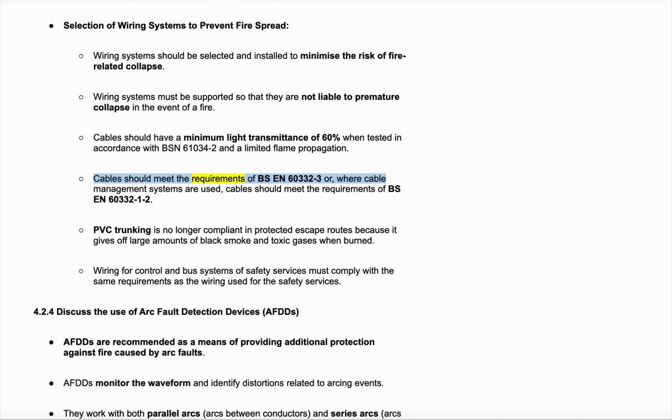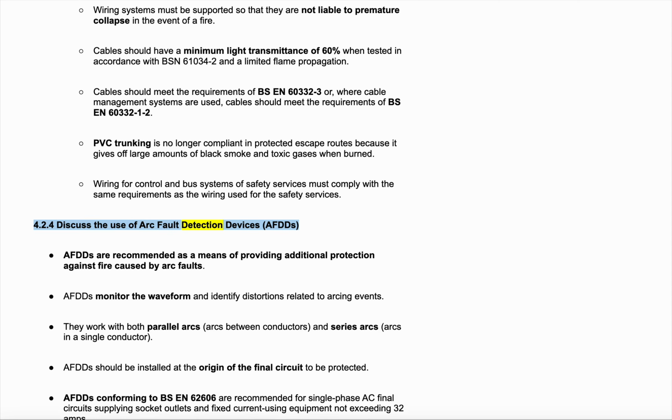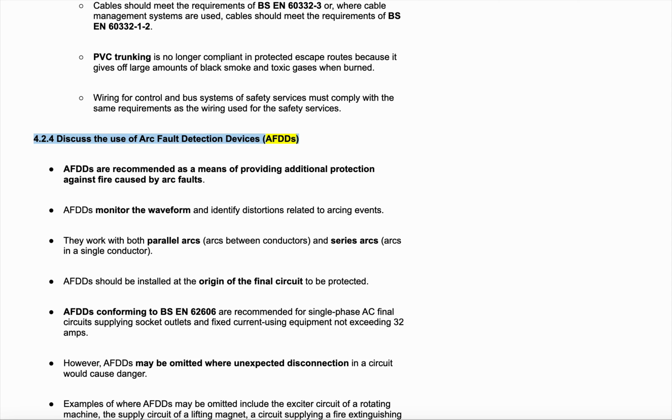Cables should meet the requirements of BS EN 60332-3 or, where cable management systems are used, cables should meet the requirements of BS EN 60332-1-2. PVC trunking is no longer compliant in protected escape routes because it gives off large amounts of black smoke and toxic gases when burned. Wiring for control and bus systems of safety services must comply with the same requirements as the wiring used for the safety services. 4.2.4 discusses the use of arc fault detection devices, AFDDs.